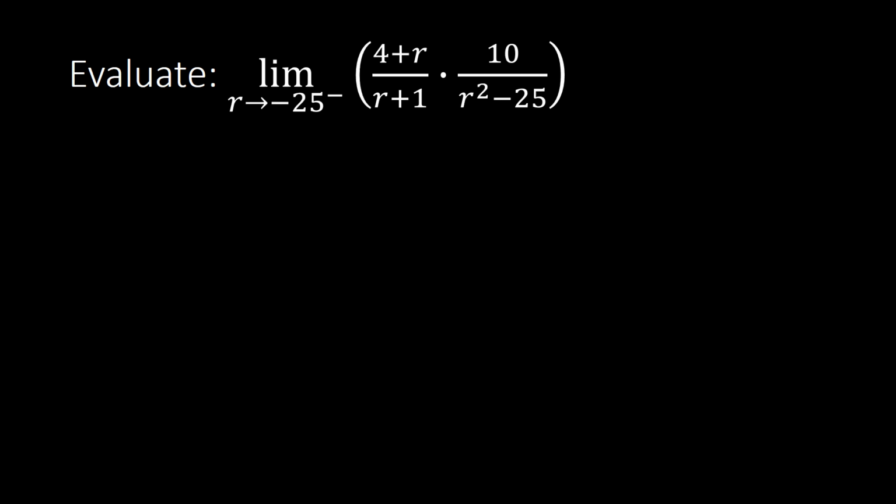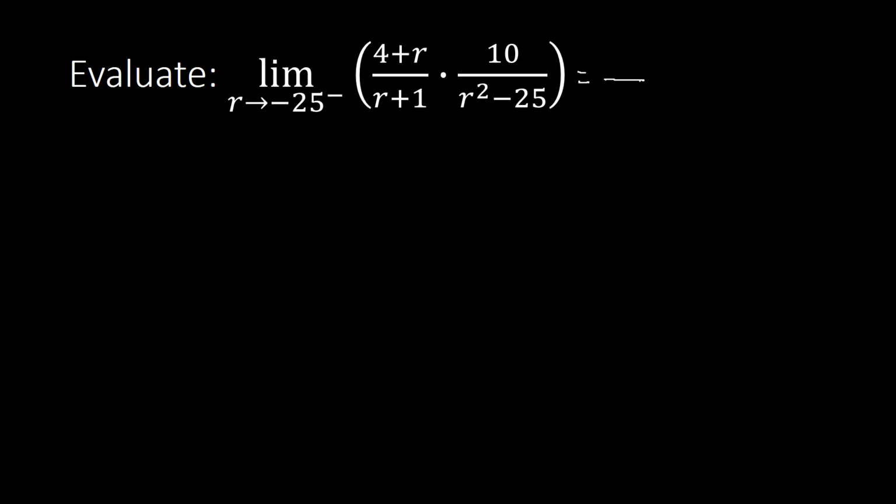Let us now move to the limit of (4 + r)/(r + 1) times 10/(r² − 25) as r approaches −25 coming from the right side. So we are going to test out whether this would lead to a number over a 0 result. So let's try to have that one.